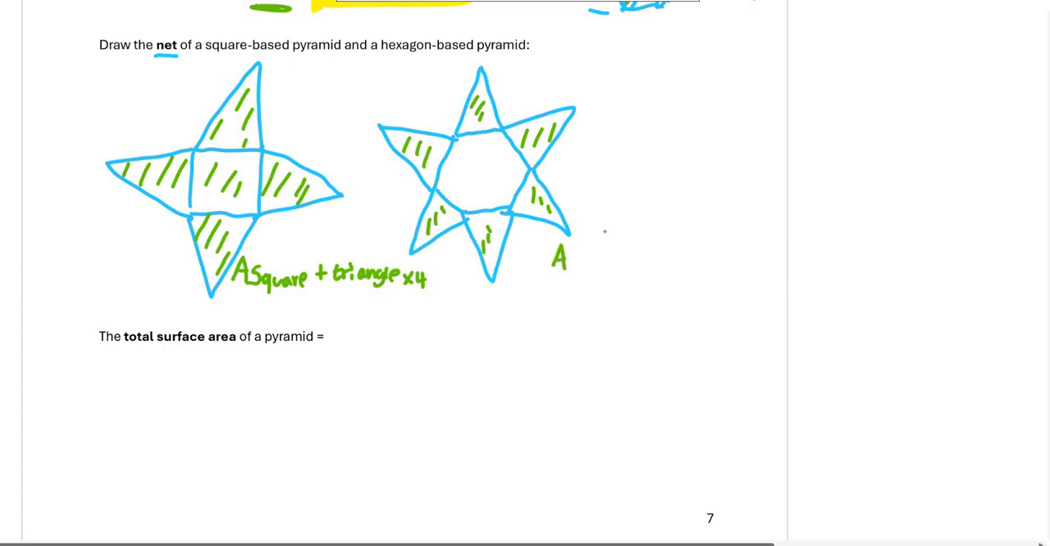For this one, because it's a hexagon, we find the area of the hexagon and then obviously we need to add all of the triangles, and there are 6 of them because a hexagon has 6 sides.